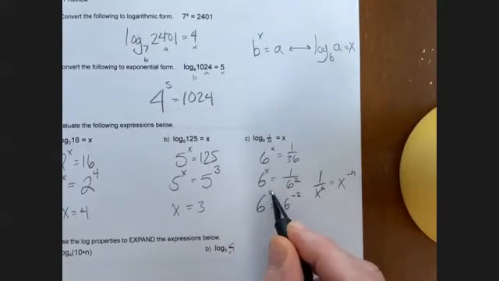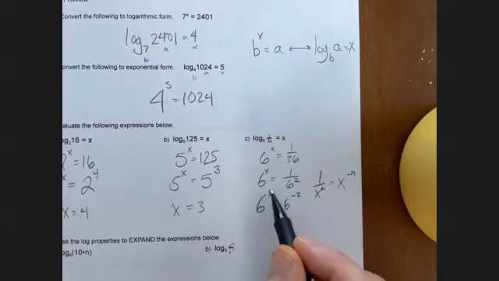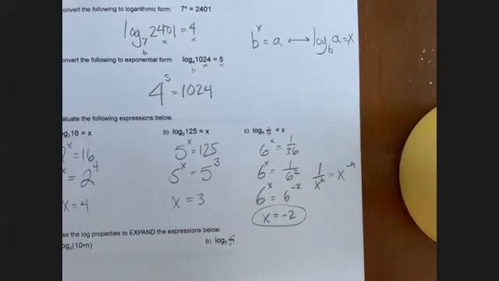So now when I rewrite it, 6 to the x equals 6 to the negative 2nd, what it means is that I have the same base. I've got the exponents equal, so I can say that x is equal to negative 2. That gives us our answer. Again, these are not difficult. They're just things that you've got to kind of work through.